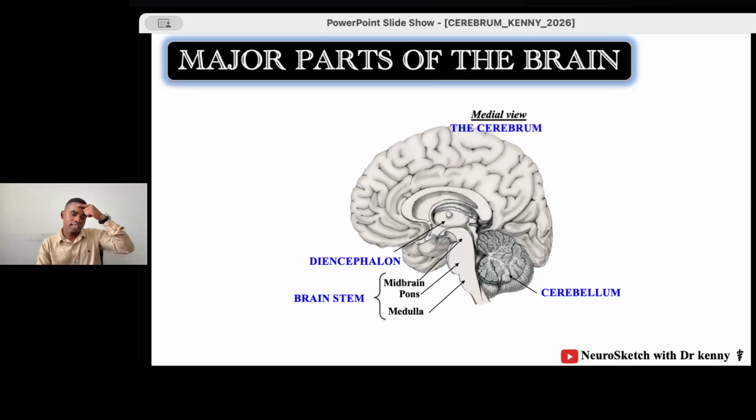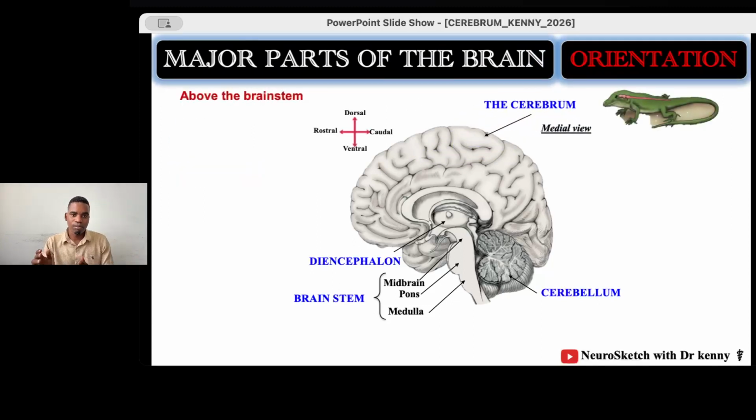Okay, so let's see the orientation of the major parts of the brain. We have two systems of orientations. We have orientation above the brainstem, and we have orientation from brainstem downwards. And this orientation is very important, because if you want to describe different relationships between two different parts of the brain, then you need to understand this orientation. For example, when you want to say something is proximal to, or something is on the ventral surface of, or something, you need to understand this orientation.